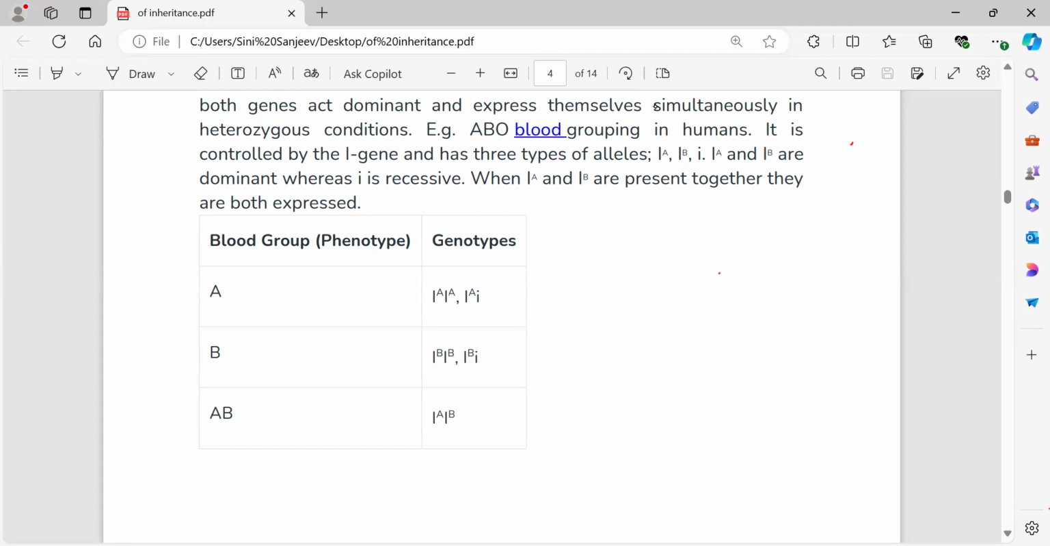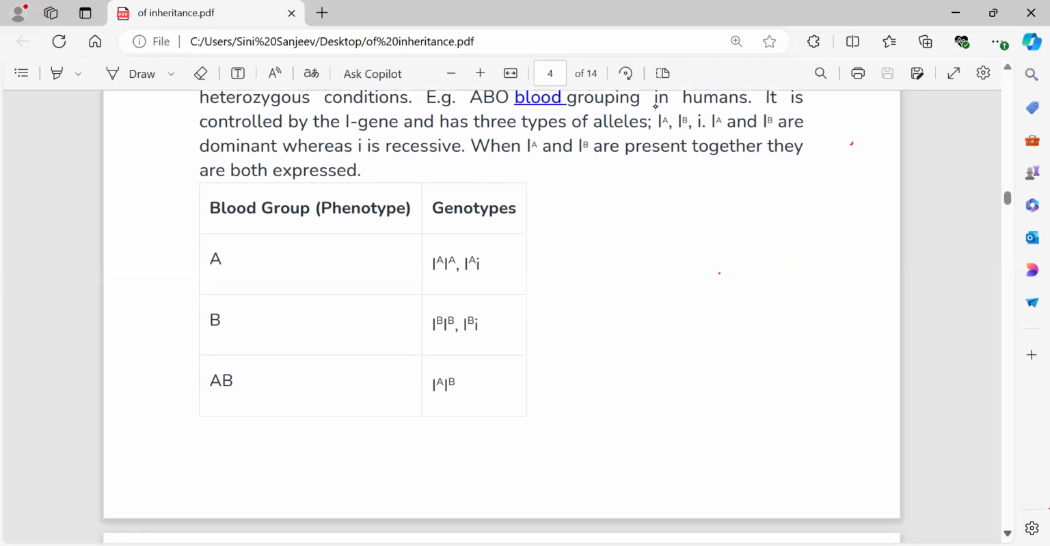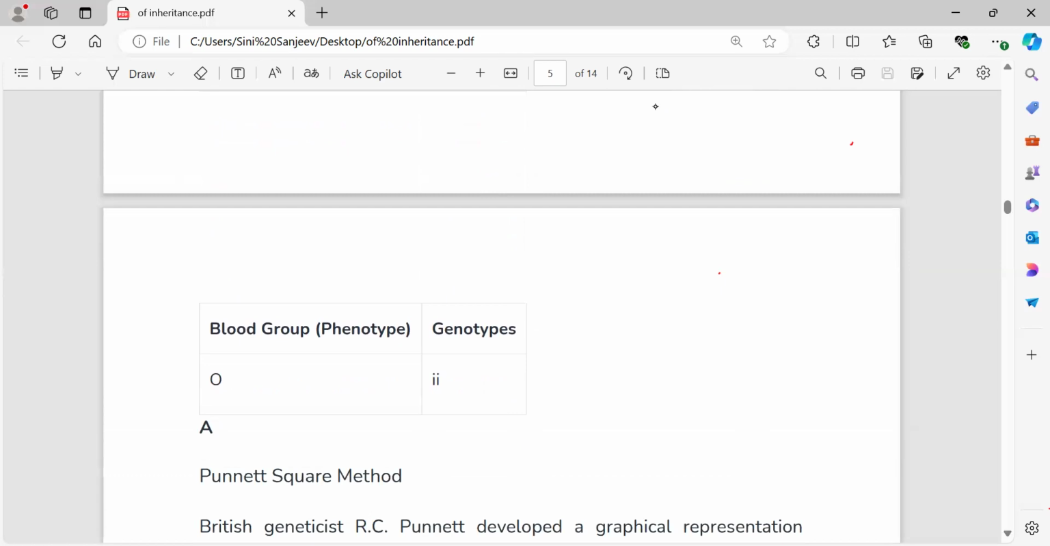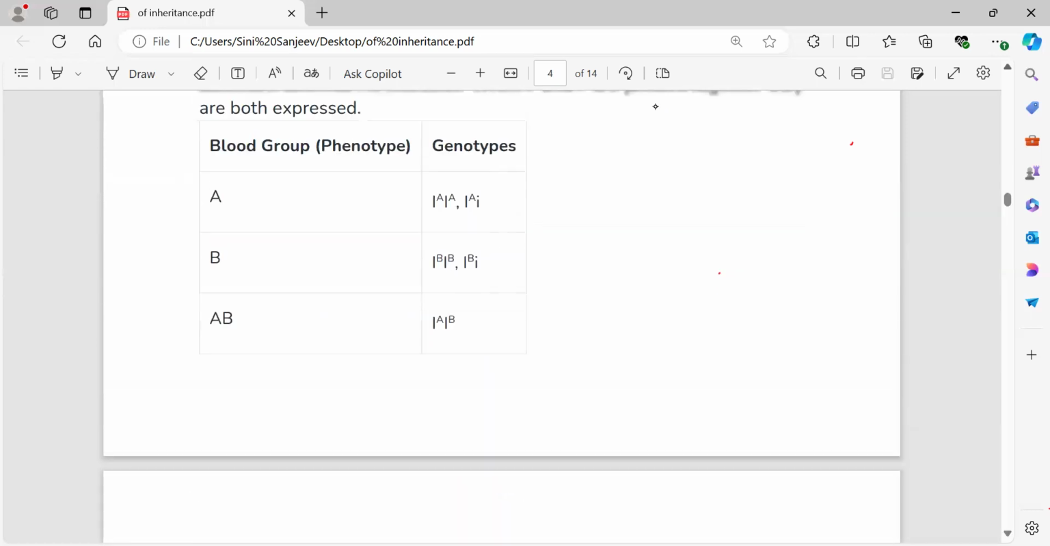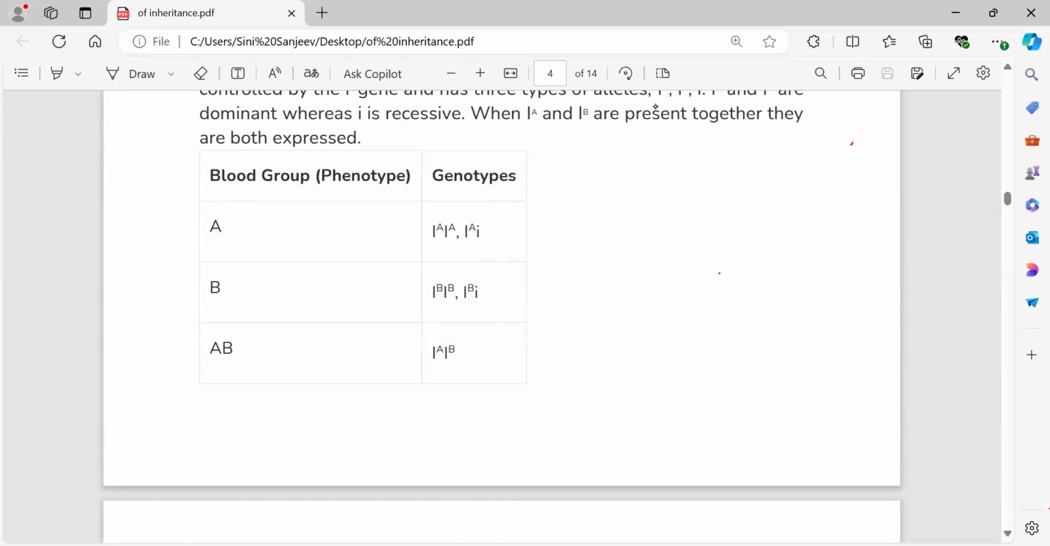The same is repeated for B, AB, as well as O. So when it comes to O, both will be recessive, small ii. Whereas for AB, you have capital I, that is IAIB. Respectively, whatever the genotypes are, you have to make them out.